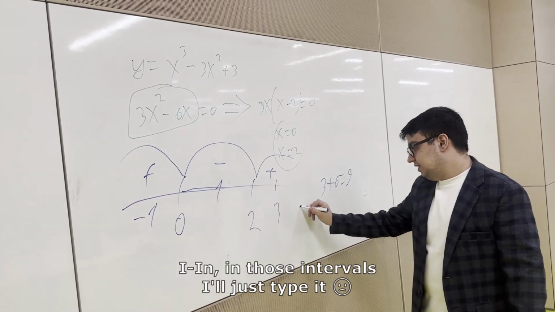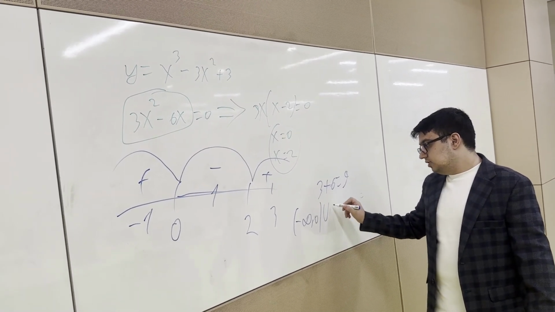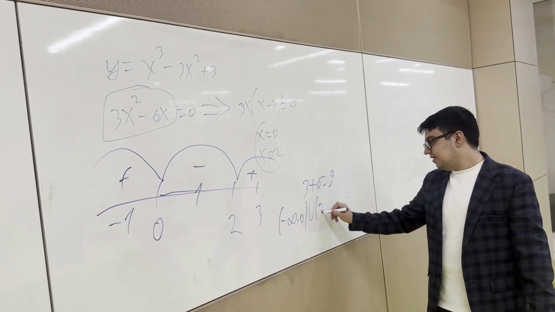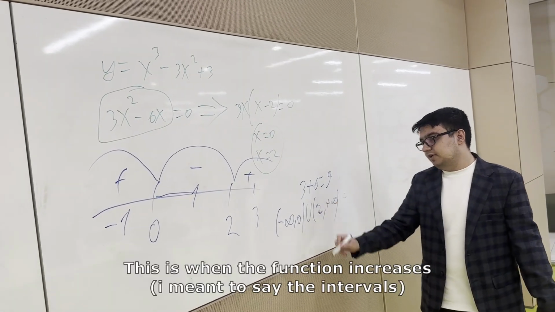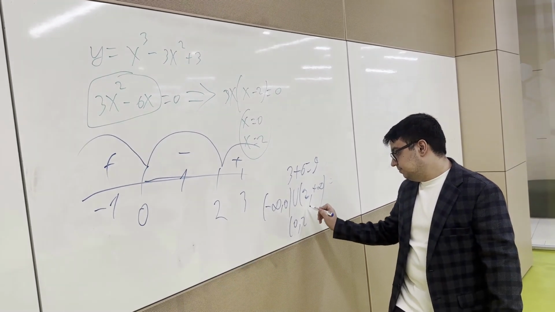in those intervals. Wait, I'll just type it so you can see. From negative infinity to 0, and, okay, you understand it, I forgot to say it, but yes, to positive infinity. This is when the function increases, and when it decreases, it's going to be between 0 and 2.